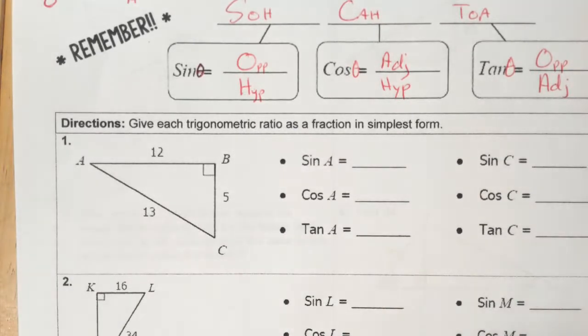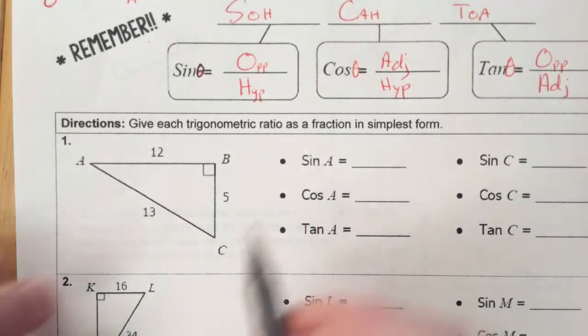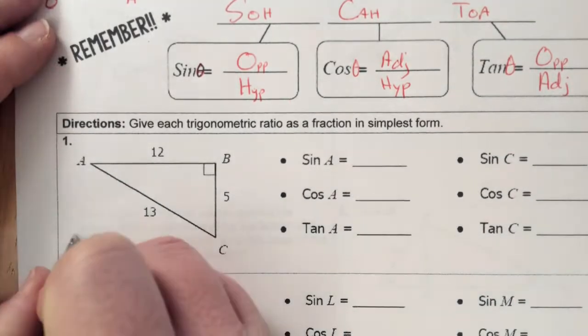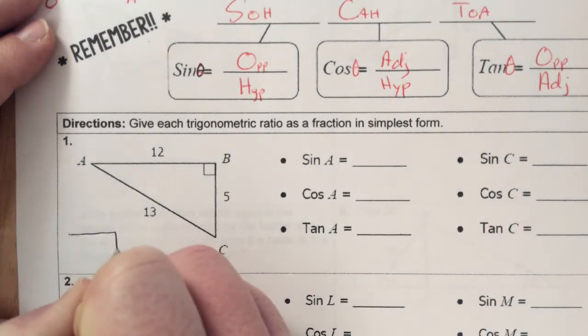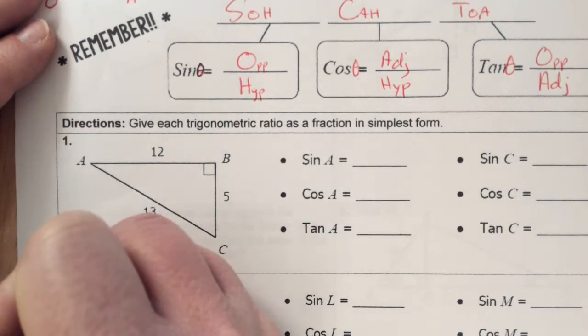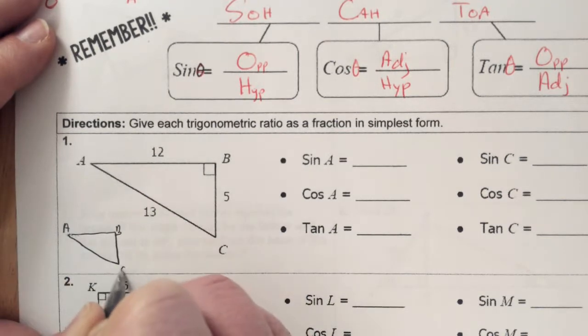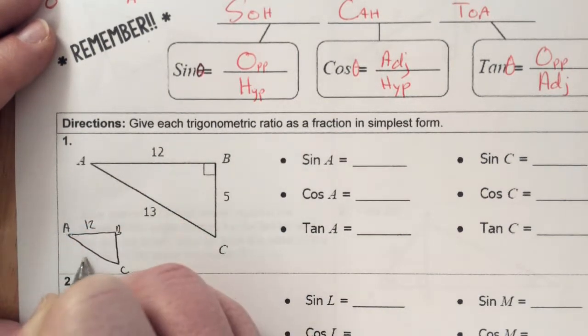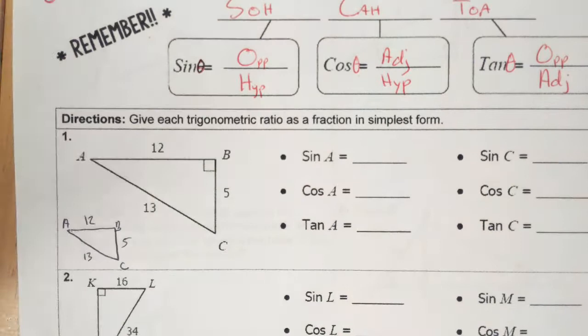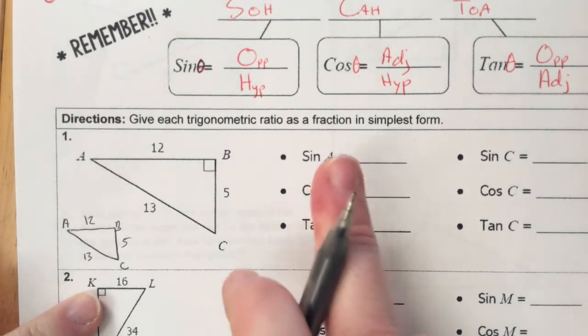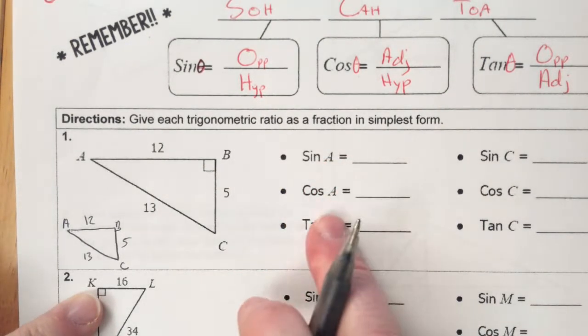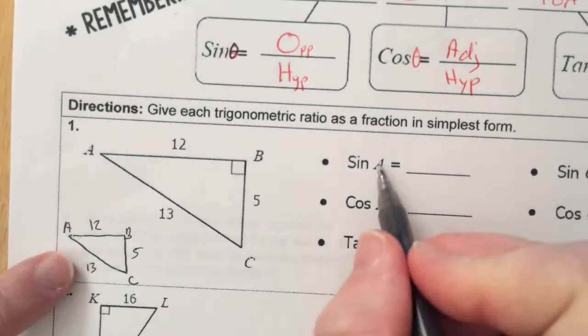On this problem, we are going to do this twice, one with A and one with C. I'm just going to redraw the triangle because I'll be doing it twice. So here's A, B, C, and 12, 13, and 5. This first one says to find the sine of A. So A is our angle, so we're going to put theta at A.